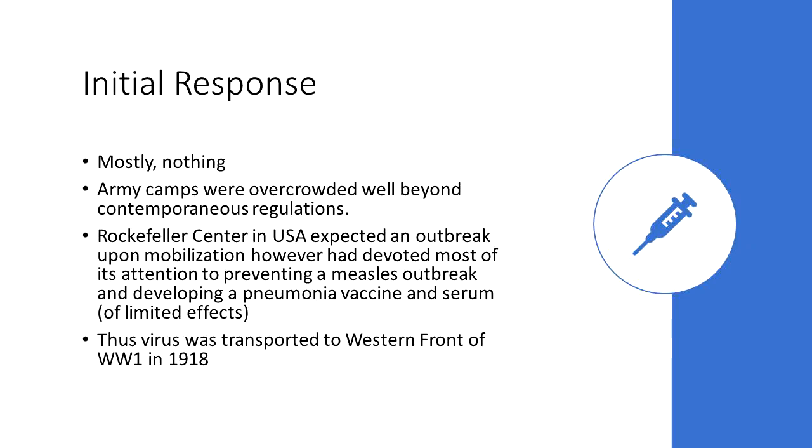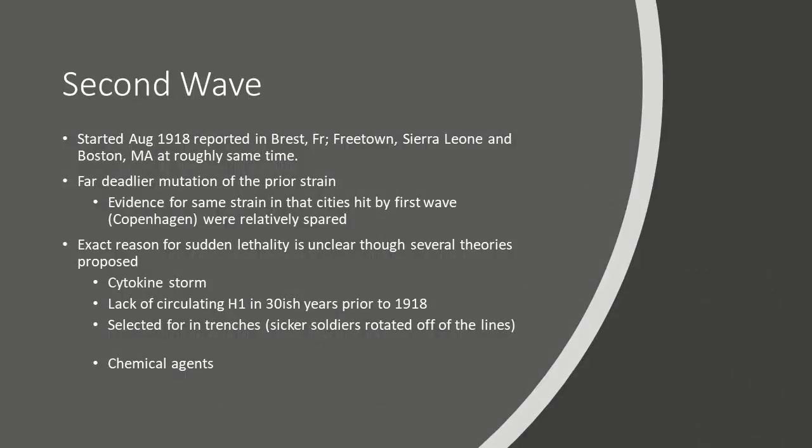So, without particularly effective quarantining or stopping this virus at the source within the U.S. military camps, the virus through either of the origins we discussed eventually ended up on the Western Front in World War I in 1918. This led to the second wave, which started in late summer, August. Initially, the first reports came out of Brest, France, Freetown in Sierra Leone, and Boston, Massachusetts. It's difficult to pinpoint a travel from the Western Front to those cities or from those cities between them, because it was all roughly around the same couple days.